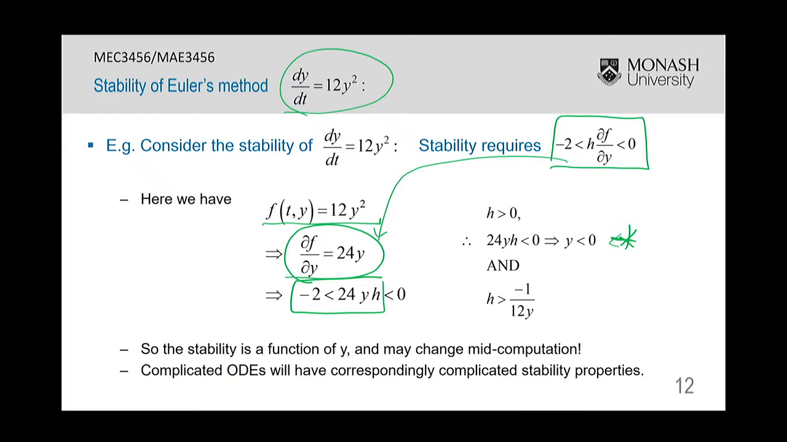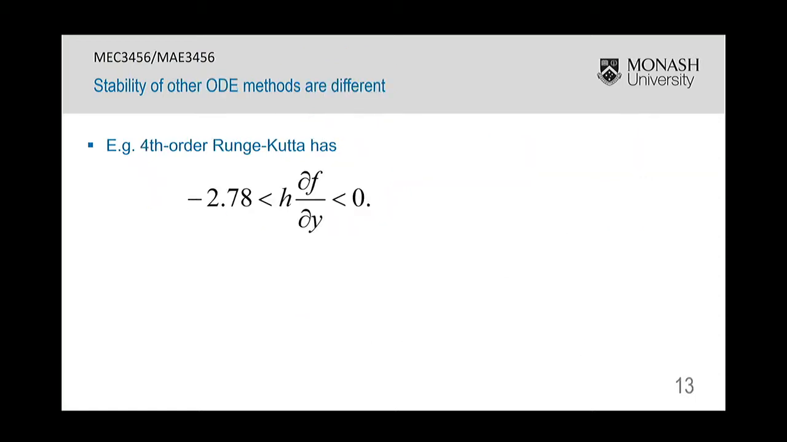Complicated ODEs will have correspondingly complicated stability properties. Also, we're just considering Euler's method here. As soon as we start moving into other methods, it becomes much more difficult to find out what's going on. So for example, in the fourth order Runge-Kutta method, the equation for stability is equal to this expression here. So minus 2.78 is less than h df/dy is less than 0. We're not going to attempt to derive that. It is too complex.